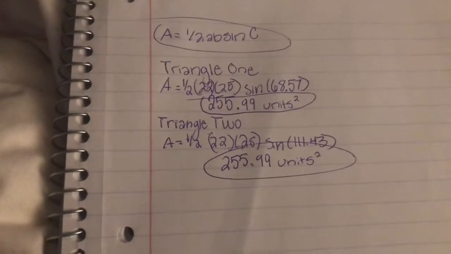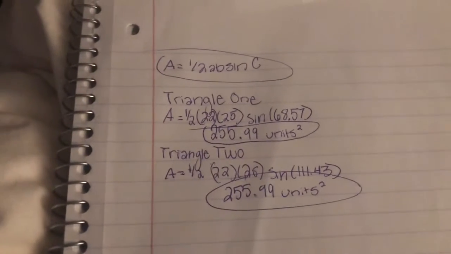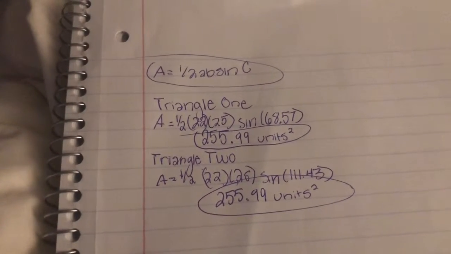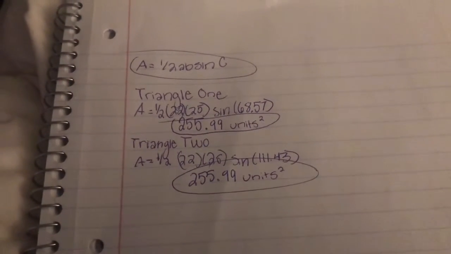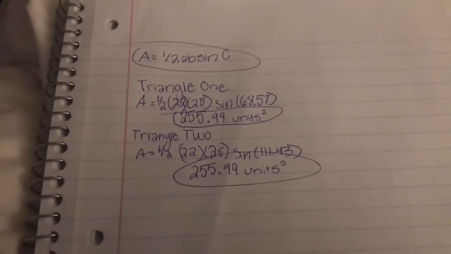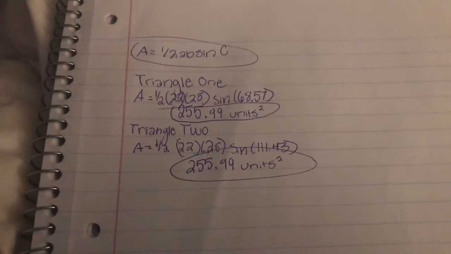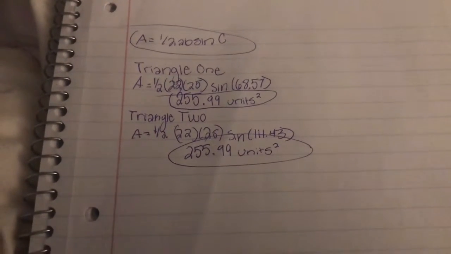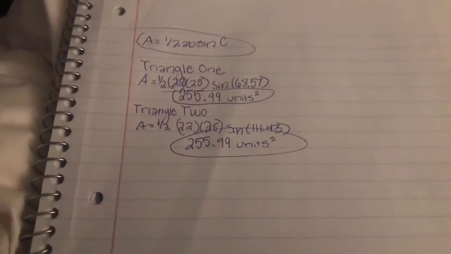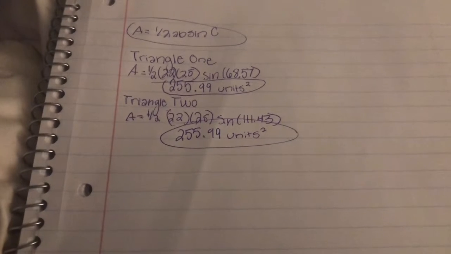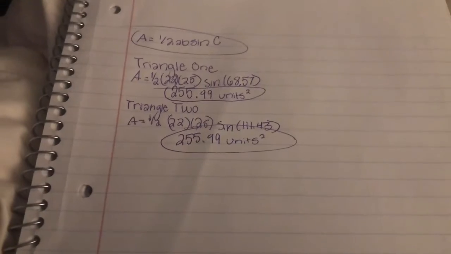Okay, so to find the area of the two triangles, you're going to use the equation area equals half AB sine C. So for triangle 1, the area is equal to half 22 times 25, and then the sine of 68.57 to get 255.99 units squared, and then the same thing is done for triangle 2. So area equals half 22 times 25 times sine of 111.43 to get 255.99 units squared.